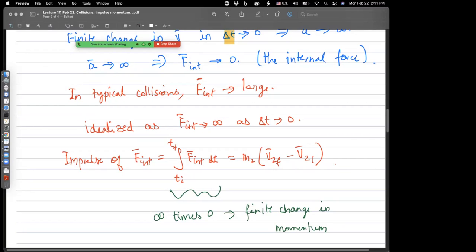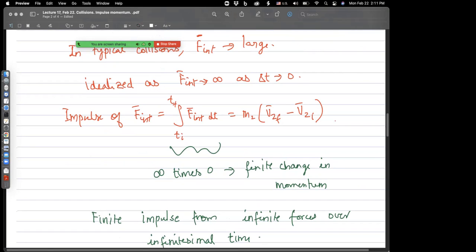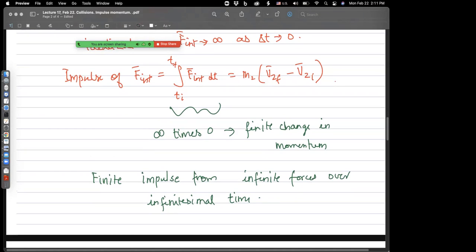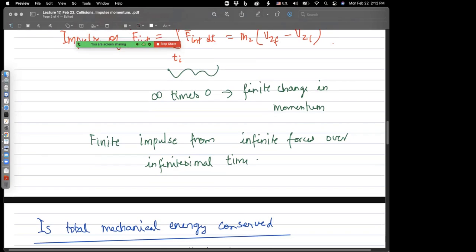So if you look at this integral, basically it has the form of infinite force over infinitesimal time. It kind of has the infinity times 0 form. If you recall your calculus stuff, this is an indeterminate form. But in this particular case, it so happens that this infinite force integrated over an infinitesimal time results in this finite change in momentum. Yeah, I guess that's that. Any questions about that?